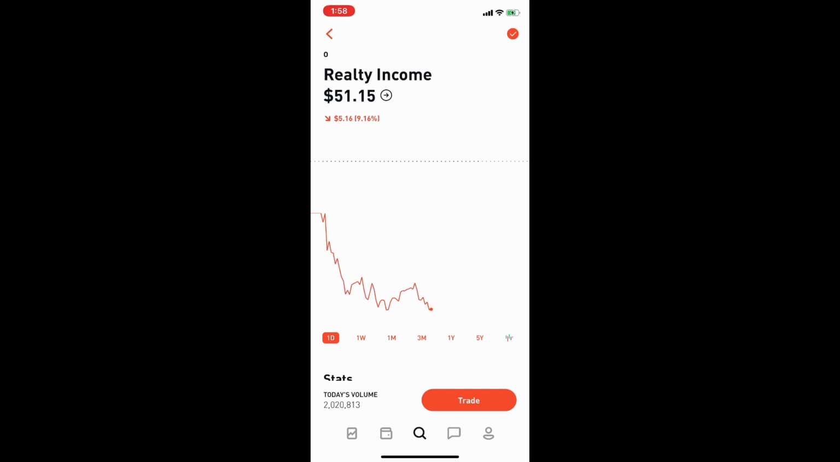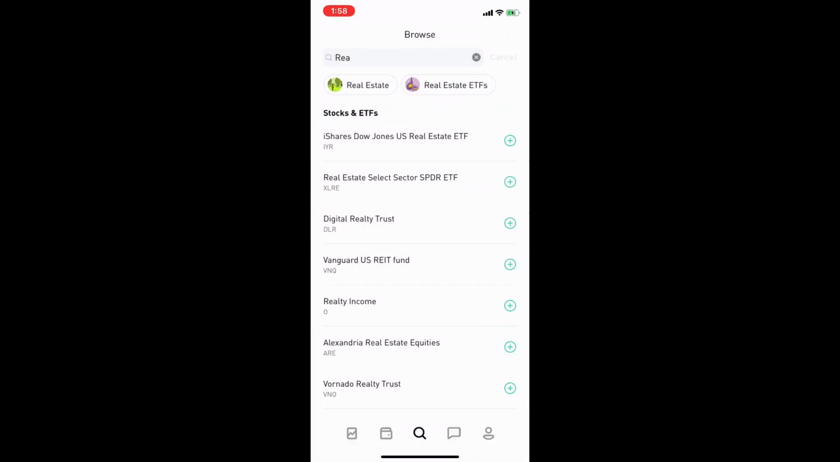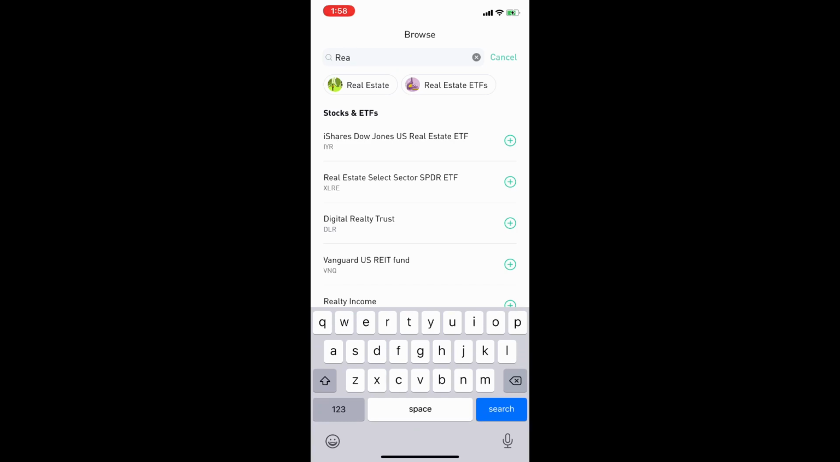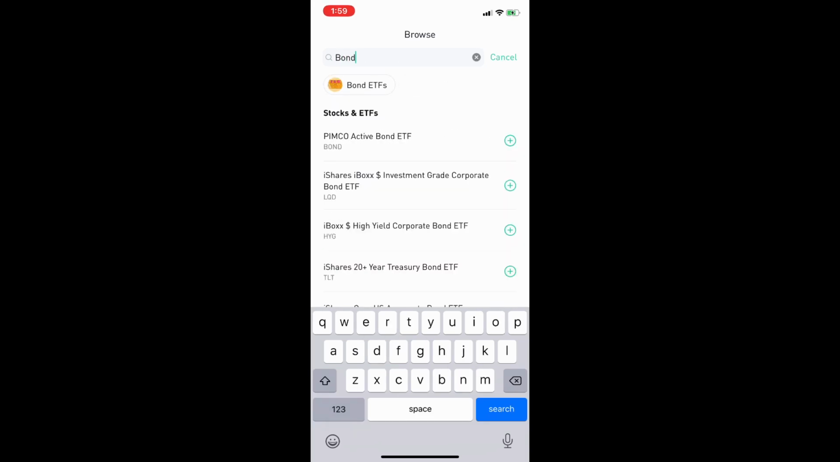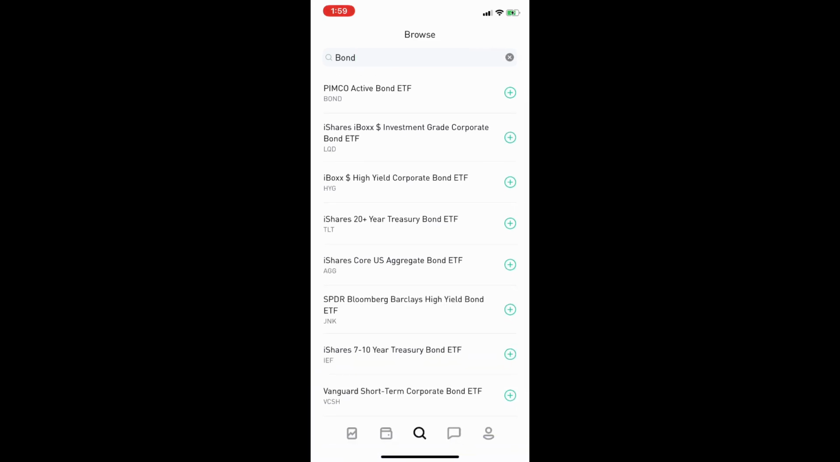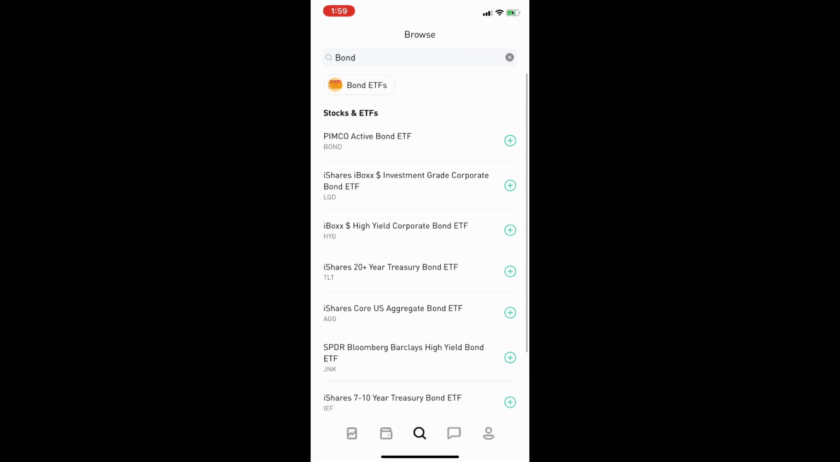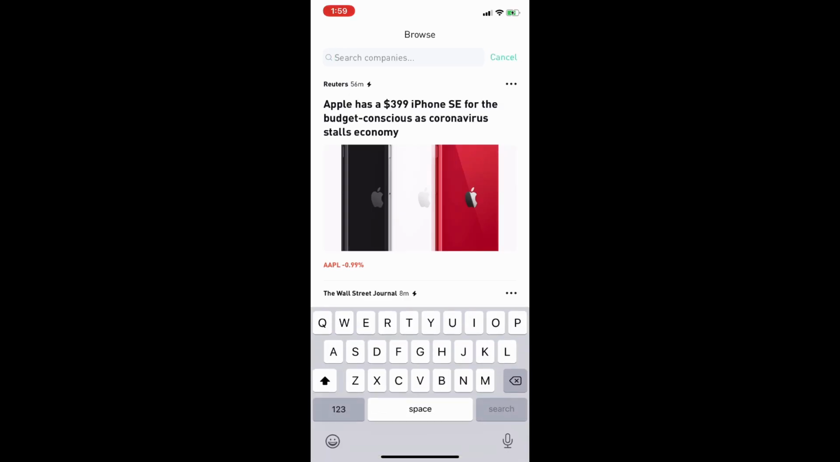But anyway, to look at more important ways to use Robinhood, I'll go back to the search bar and say I want to find bonds, because bonds are a different type of thing to invest in. Realty Income would be a stock, an individual stock. Say I wanted a bond. I just search bonds, and I look at different bond ETFs. So these are investing in bonds through an index fund, but I can also look at index funds for stocks.